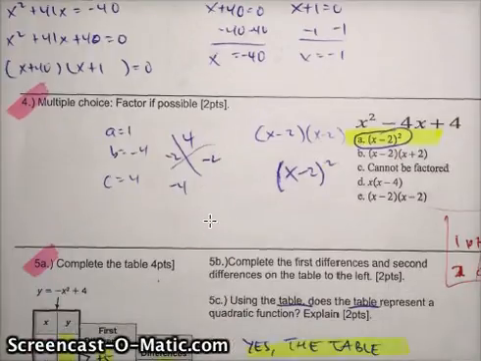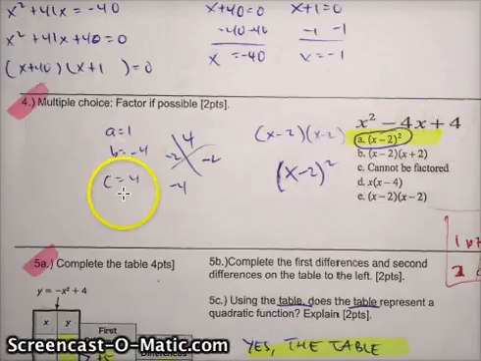Question number 4. I need to factor if possible. I have x squared minus 4x plus 4. My a value is 1, b is -4, c is +4. A times c is 4. My b value is -4. Two numbers that multiply to be +4 are -2 and -2, and these two values add to be -4.